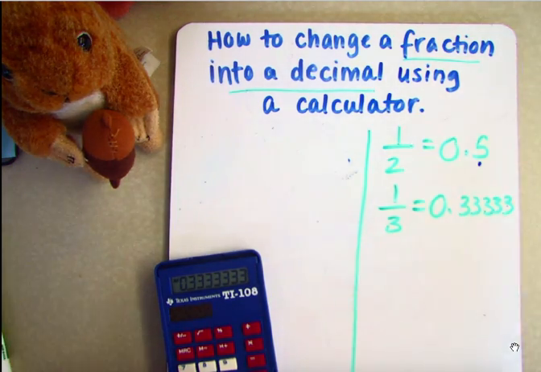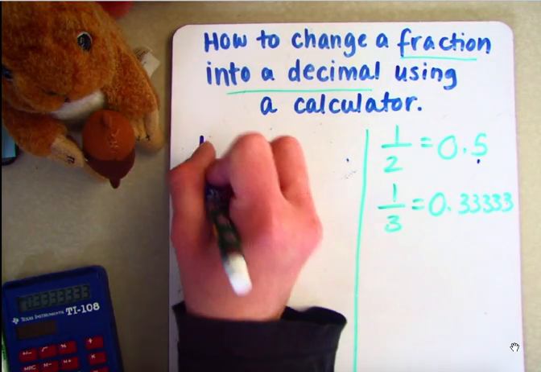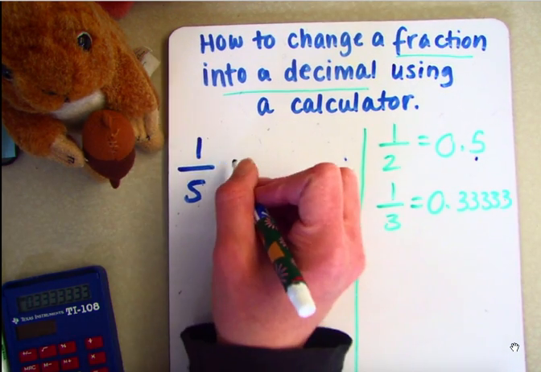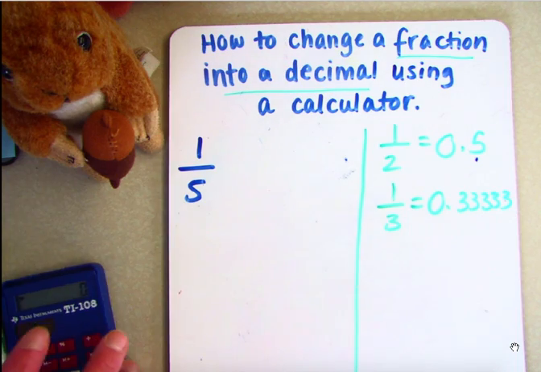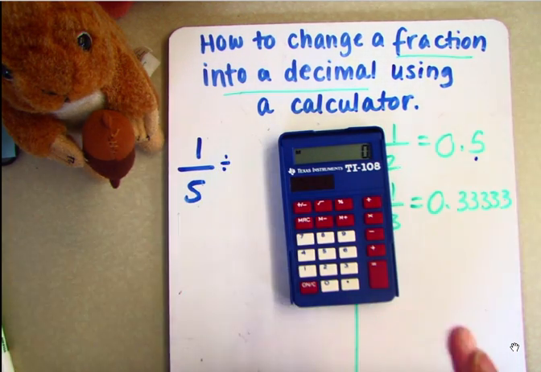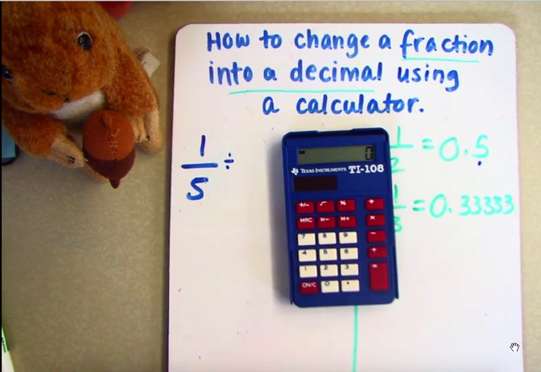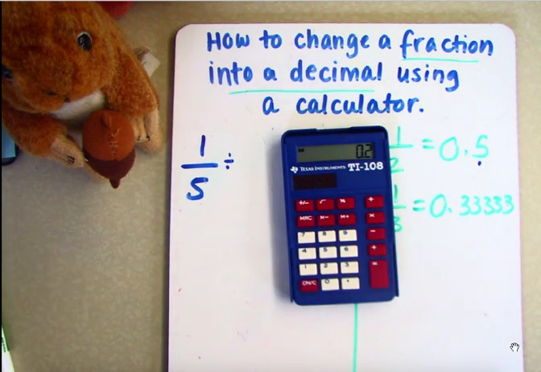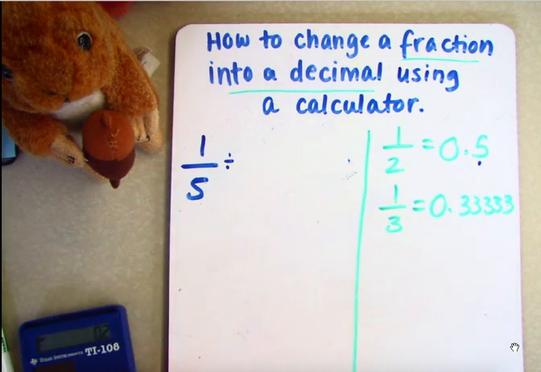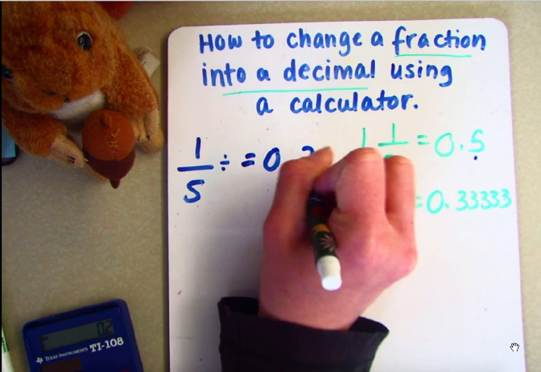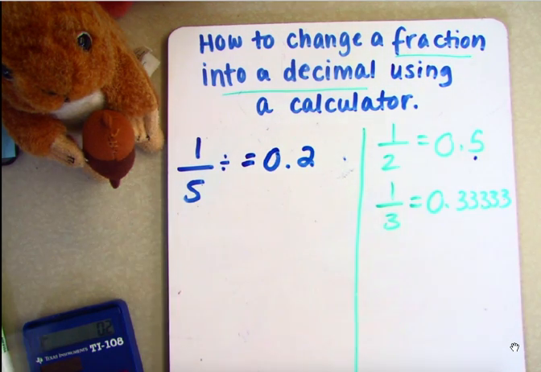Let's try another one. How about the fraction 1/5? Once again, you could do this long division style, or Mr. Nutty says break out your calculator and let's do it that way. So remember, we're going to do top divided by bottom, numerator divided by denominator. 1 divided by 5 is equal to 2/10. So this would be an example of a terminating decimal because it's only one decimal and there's nothing after that. So 2/10 is equal to 1/5.